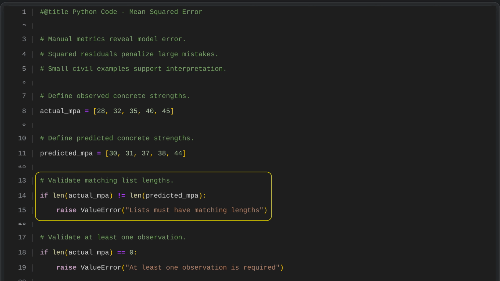Before calculating residuals, the code checks that the actual and predicted strength lists have the same length. This ensures every prediction matches one actual value. If the lengths differ, it raises an error and stops the calculation.